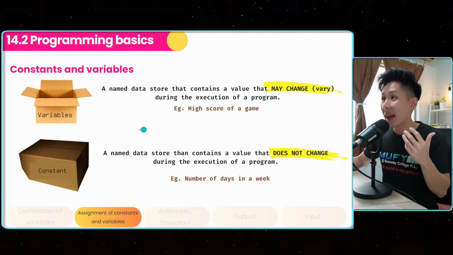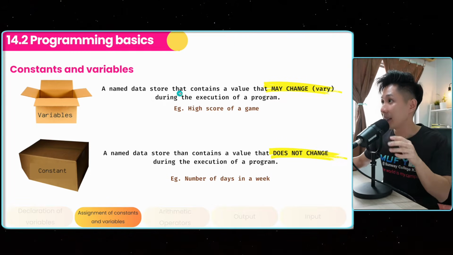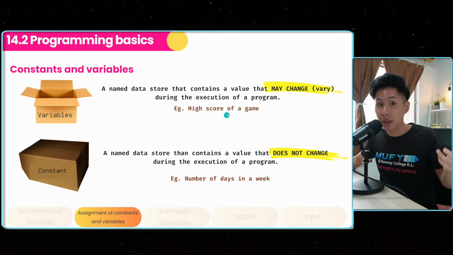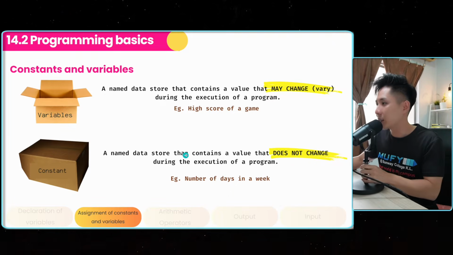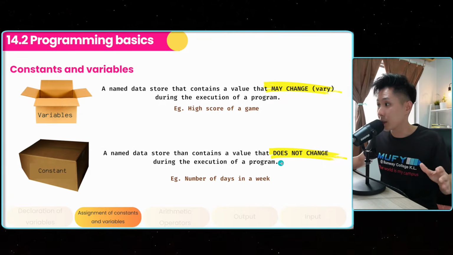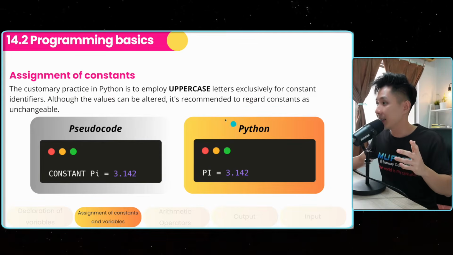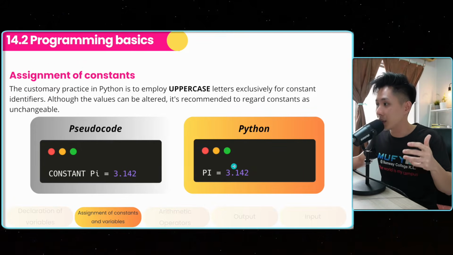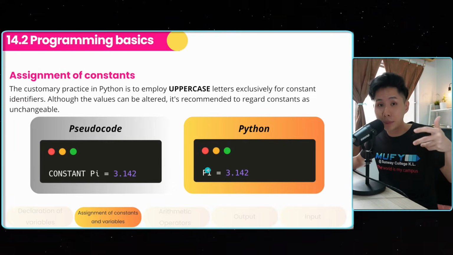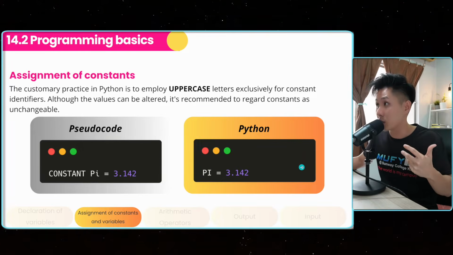And when it comes to variables, we will learn about the difference between variable and constant. A variable is a named data store that contains a value that may change during the execution. For example, when you're storing the high score of a game. Whereas a constant, think of it like a named data store that contains a value that does not change during the execution of a program, like the number of days in a week, the value of pi, etc. So this is how we assign a constant in Python. In pseudocode, you need to put a constant keyword, but in Python, you do not need to do so. You only have to make your variable name uppercase. So that will tell the reader that this is a constant that does not change.